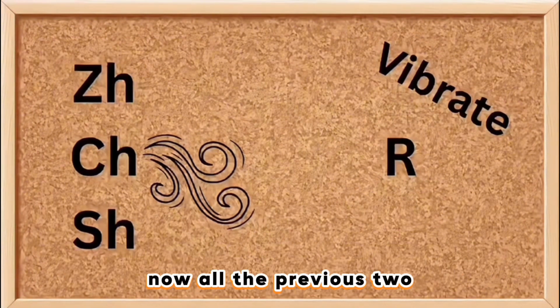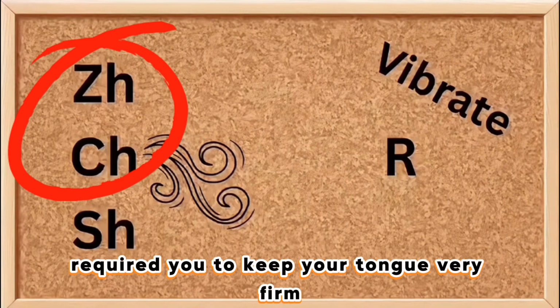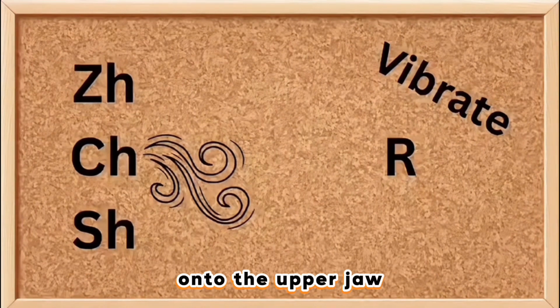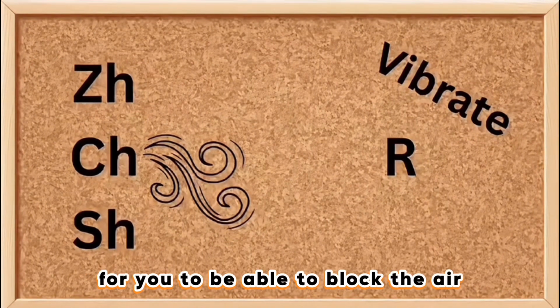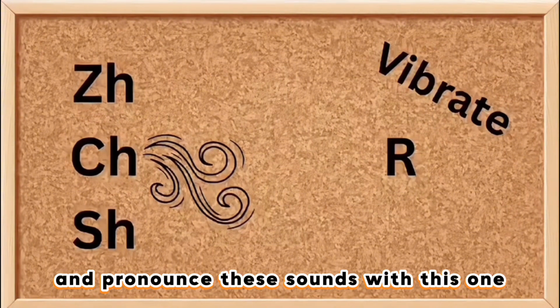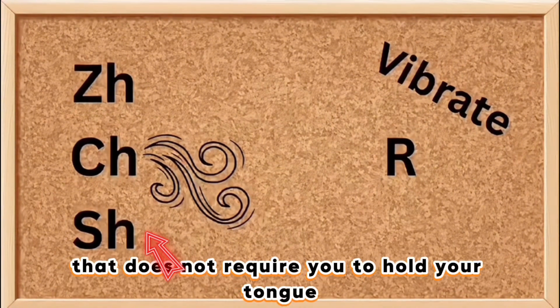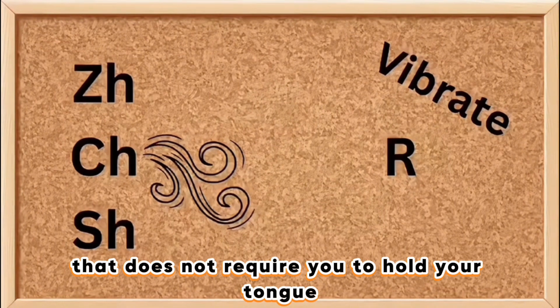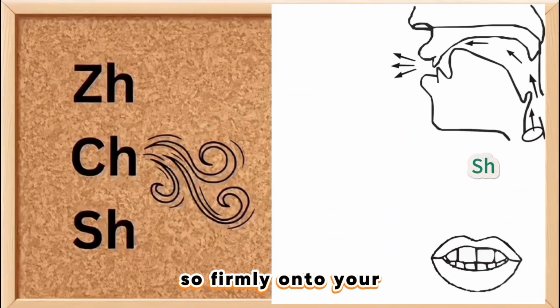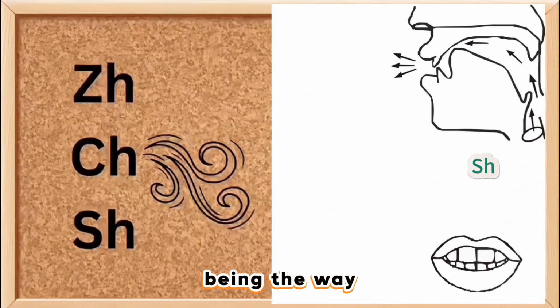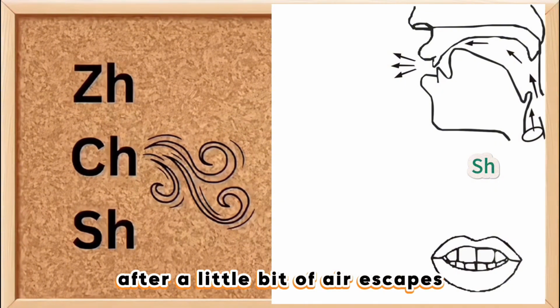Now, all the previous two required you to keep your tongue very firm onto the upper jaw to be able to block the air and pronounce these sounds. With this one, you do not need to hold your tongue so firmly onto your upper jaw. Reason being, the way you pronounce it is after a little bit of air escapes.